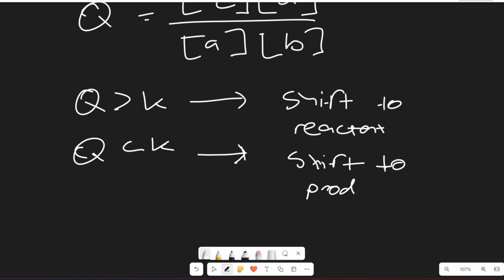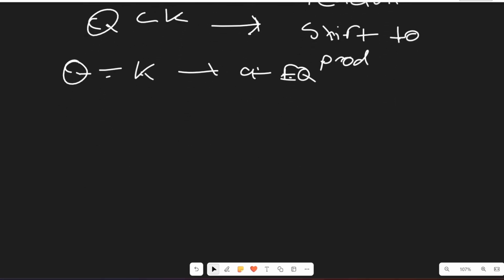And then, one other thing is that if Q is equal to K, that simply means that we're at equilibrium. So if you calculate a Q value and it's equal to the K value they give you, that means that the reaction or the process is already at equilibrium.